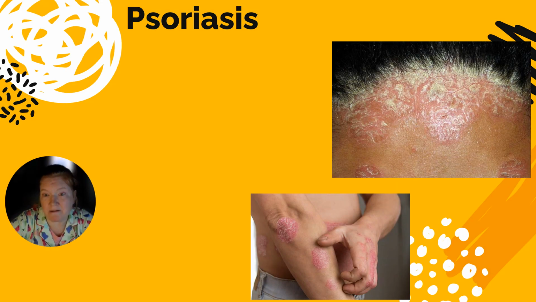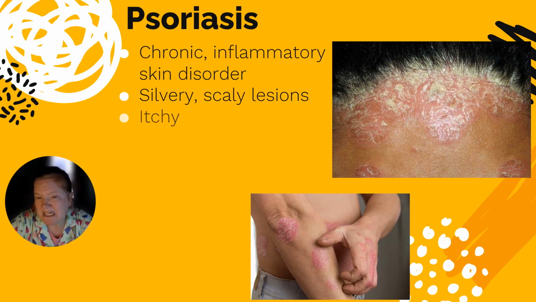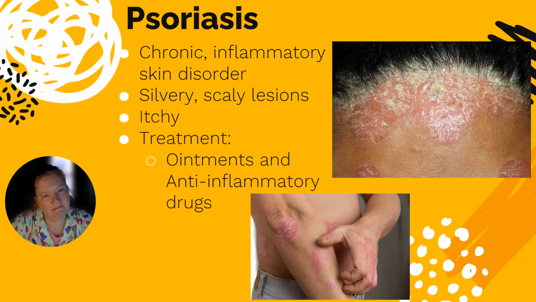Now let's address some other things. We have psoriasis. Now, psoriasis is a chronic inflammatory skin disorder. It has these silvery, scaly lesions. It's itchy. The treatment, well, we could use ointments and some anti-inflammatory. This is not acne. This is another type of integumentary system disorder.